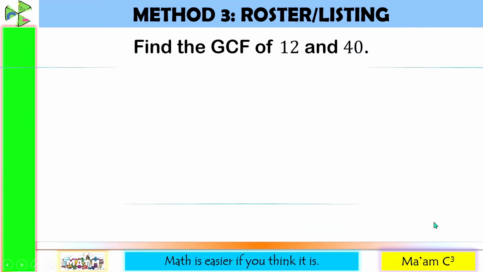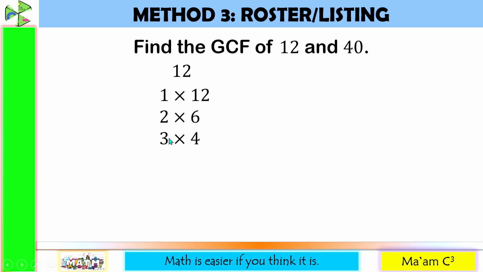Another method of determining the GCF is the roster or listing method. So let me write 12 here. And then I'm going to determine the factors, numbers that when multiplied will give me 12. I will start with 1 times 12, then 2 times 6, then 3 times 4. Are there any more numbers that when multiplied will give us 12? None. Then I'm going to rearrange these factors in ascending order. So that would be 1, 2, 3, 4, 6, and 12.